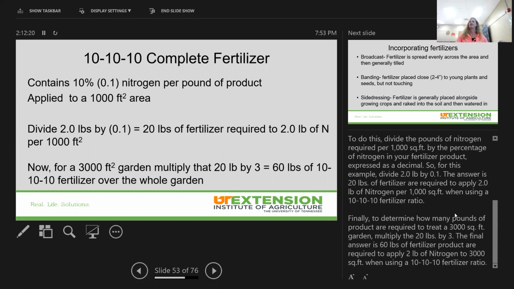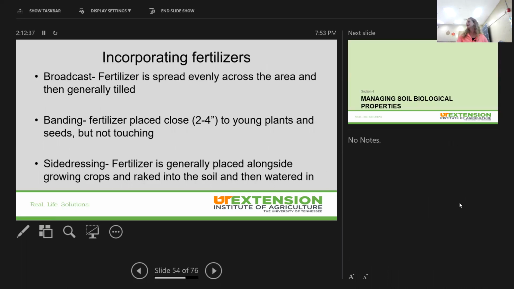Yeah, clear as mud, huh? So if you're doing it over a 3,000 square foot area, yes, you would triple that, and that would be 60 pounds. Yeah. Okay, let's hope we're done with that. This is scary.